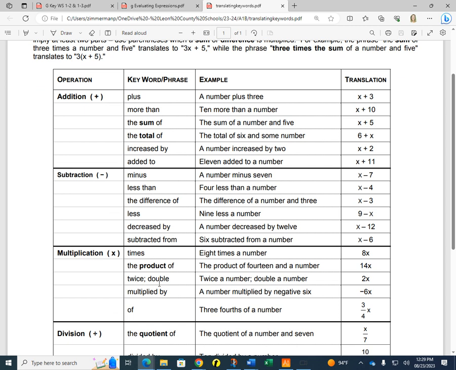What do the words twice and double mean? Multiply by 2, not just 2, right? It means to multiply by 2. And the word of there. So let's look at an example here. 8 times a number. That's going to get written just as 8x. If we don't see the operation between 8 and the x, we know it's times.